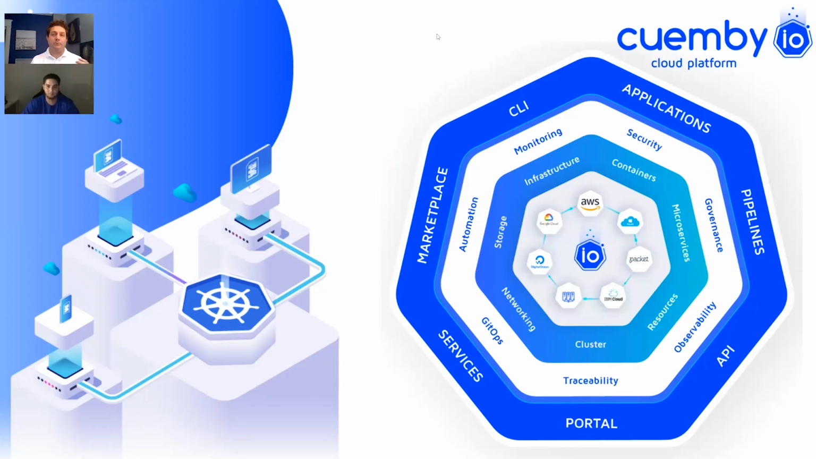The next layer is governance. It's security, observability, and traceability. And the outer layer is really the only layer that a customer will interface with, which is the application layer, where they can deploy all of their software and manage all of their resources through one simple interface.